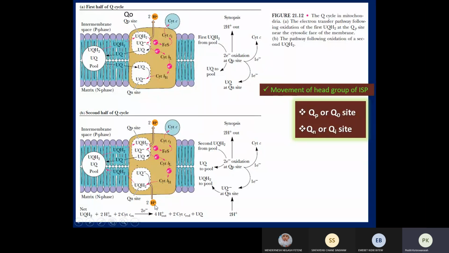So by taking 2 protons from the matrix, what is happening here is that two reduced forms of ubiquinone molecules are utilized. That means 2 ubiquinol molecules are utilized here, but 1 ubiquinol is regenerated. Only 1 ubiquinol is net utilized, but 4 protons are translocated across the membrane, and 2 cytochrome c molecules are reduced.